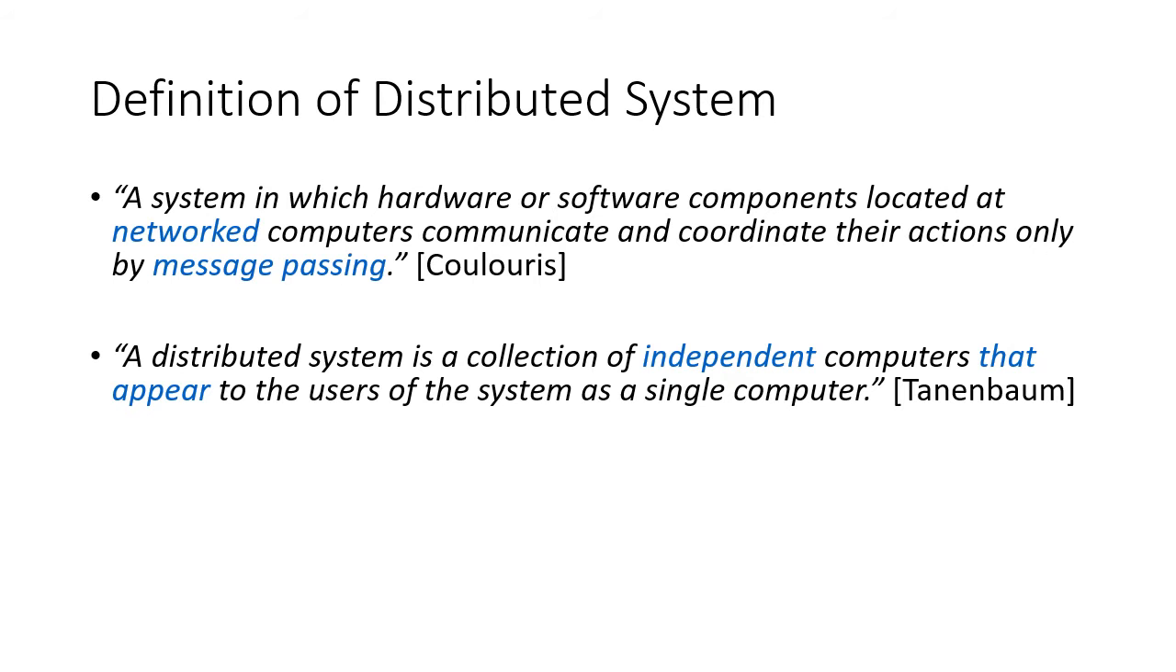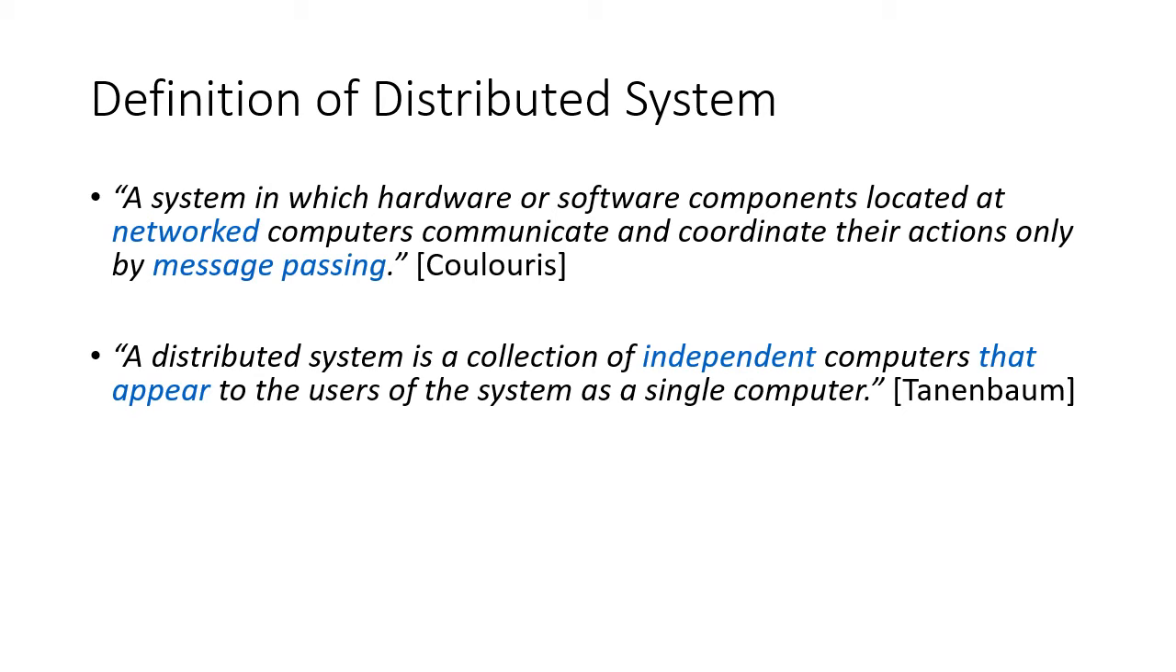So some of the basic known definitions from the standard books of distributed system are: a system in which hardware or software components located at networked computers communicate and coordinate their actions only by message passing. The key point here is there is a network of computers which are able to communicate and coordinate only via message passing, which is the important point over here.